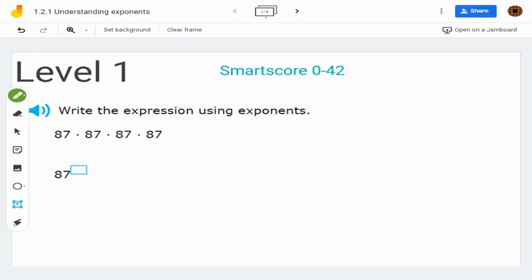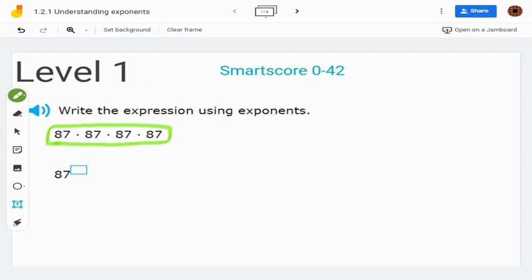Back to another video. This is section 1.2.1, understanding exponents. So let's start off with a level 1 problem about understanding exponents. It's important to know just what an exponent is, and basically it's repeated multiplication, and you can kind of see that here with the 87s. We have 4 87s being multiplied together.